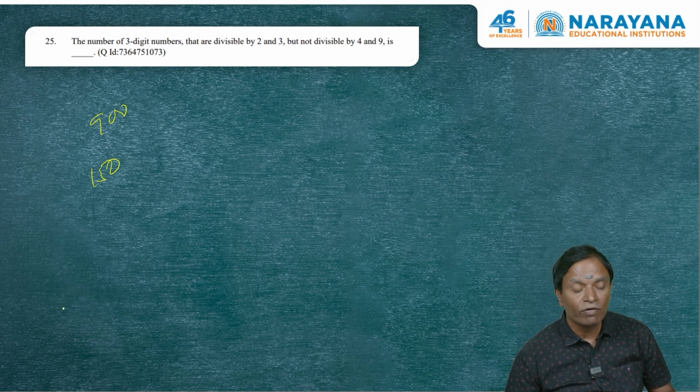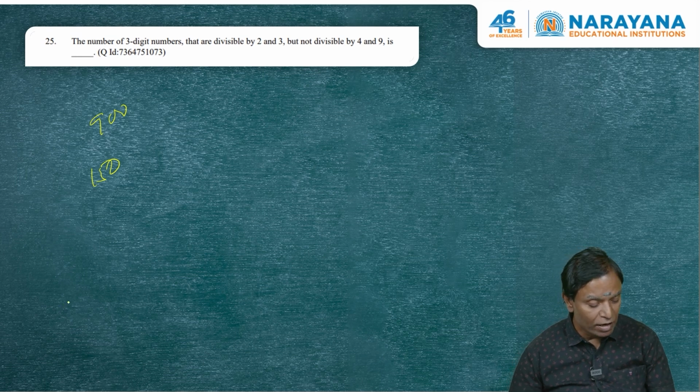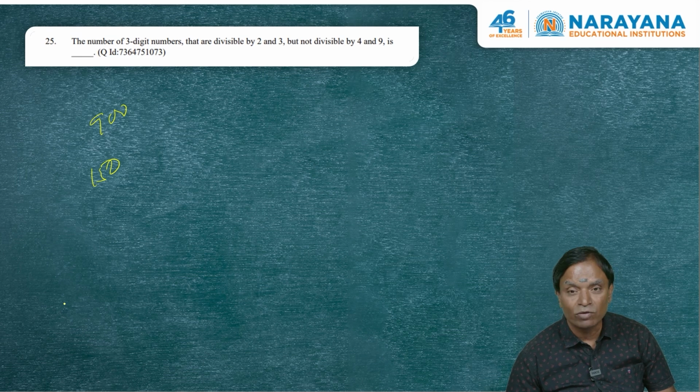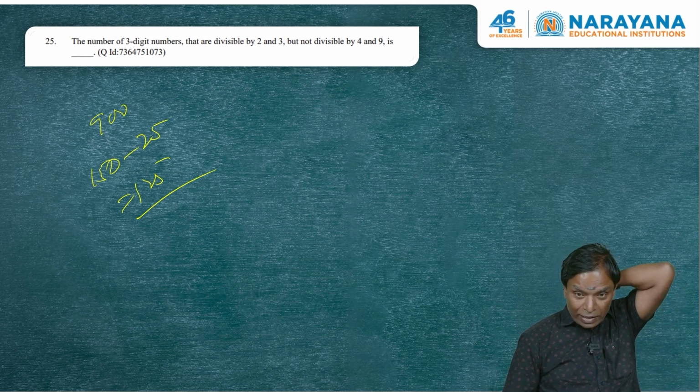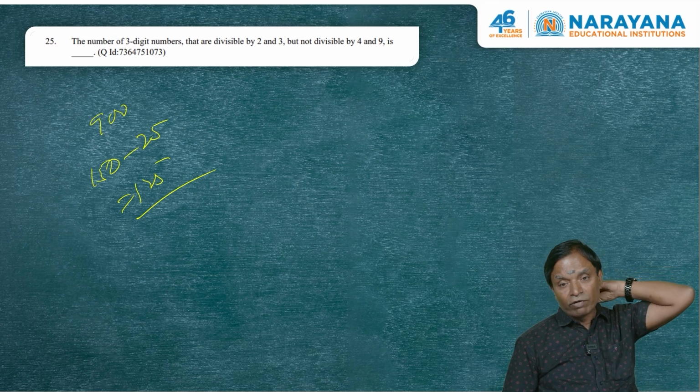Not divisible by 4 and 9 means it must be nothing but not divisible by 36. Not divisible by 36 means totally it gives you 900 by 36 means 25 numbers. So, 150 minus 25, this gives you 125. These are the numbers. Number of 3-digit numbers that are divisible by 2 and 3, but not divisible by 4 and 9.